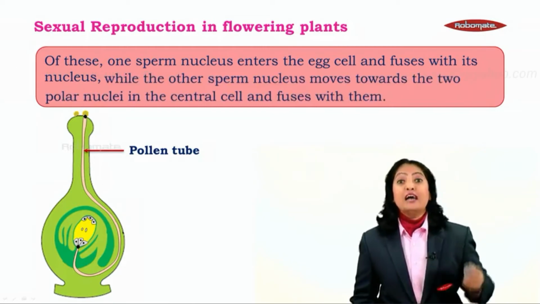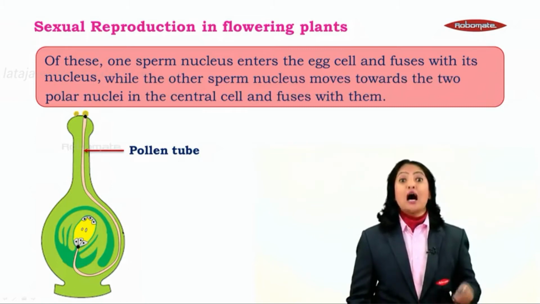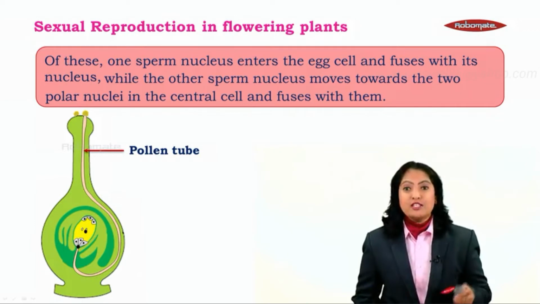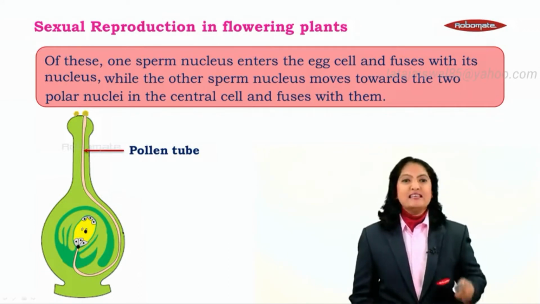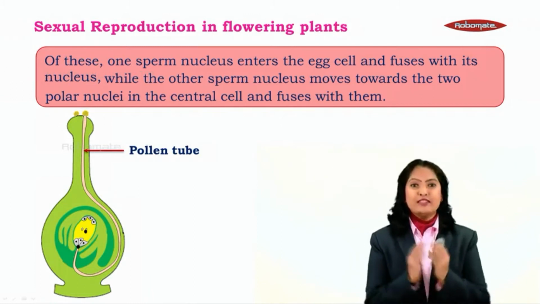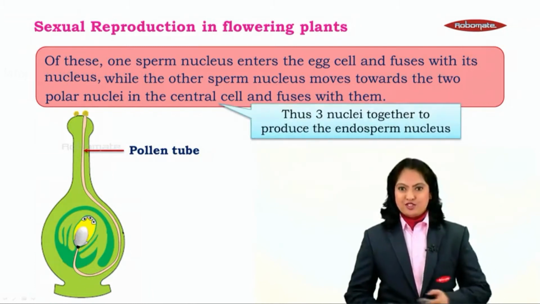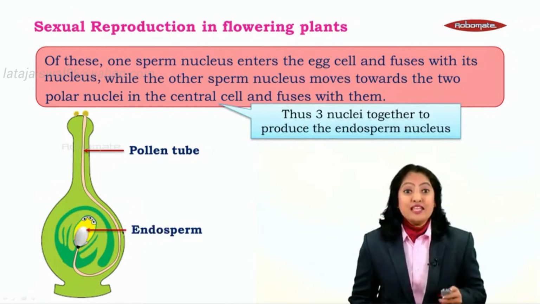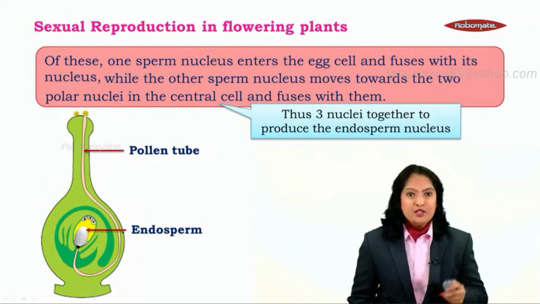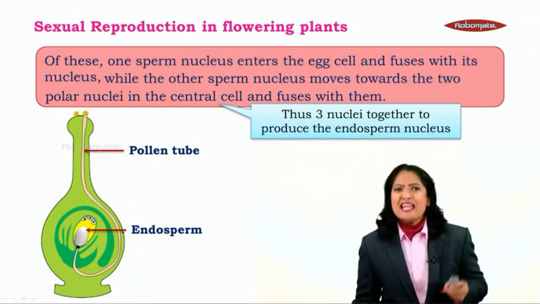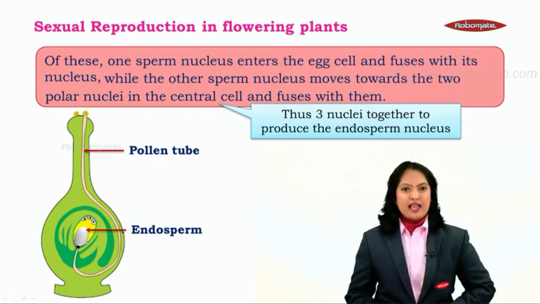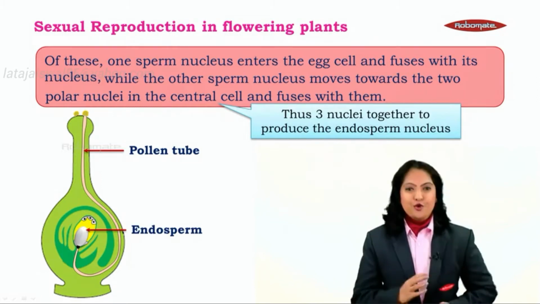While the other sperm nucleus or the other male gamete, as you can see in the diagram, moves towards the two polar nuclei in the central cell and fuses with them, merges with them. And what does it produce? The three nuclei together produce an endosperm nucleus. Students, endosperm is a nutritive tissue which is going to help the zygote to grow.